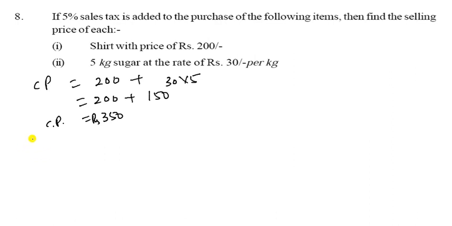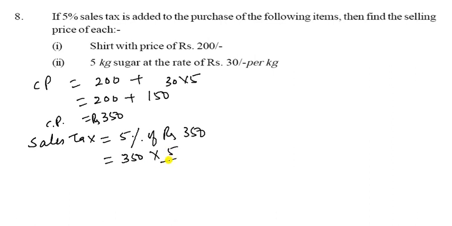So you can write the CP is 350 rupees. Now the sales tax. Sales tax is equal to 5% of rupees 350. So it becomes 350 into 5 upon 100. The 0 will be cancelled out, and now multiply: 5 times 5 is 25, and 5 times 3 is 15, and 2 carried, that is 17, and the point is here. So that is the sales tax in rupees.